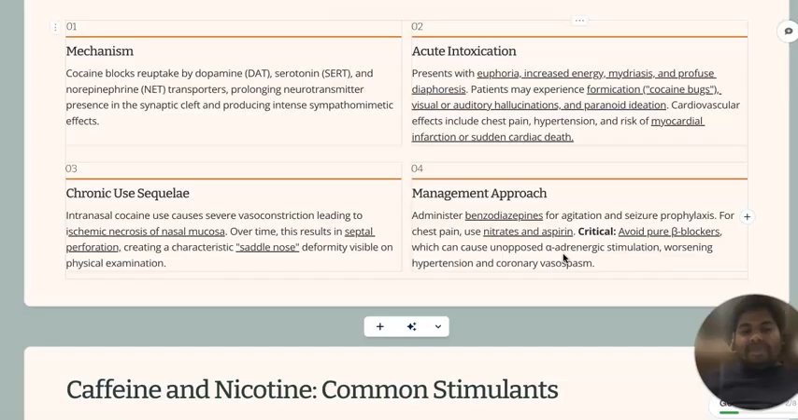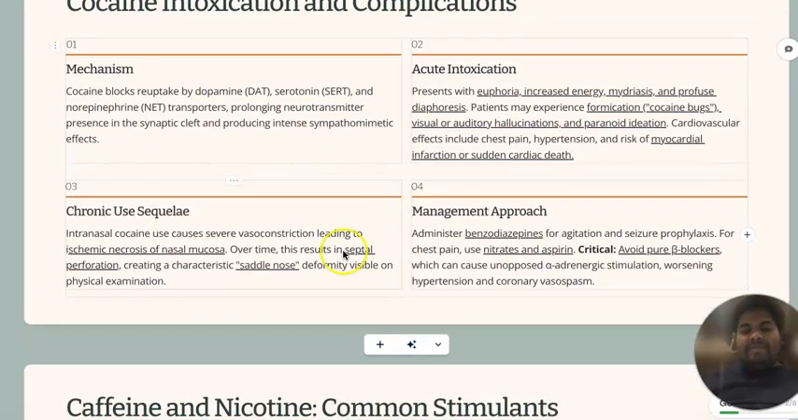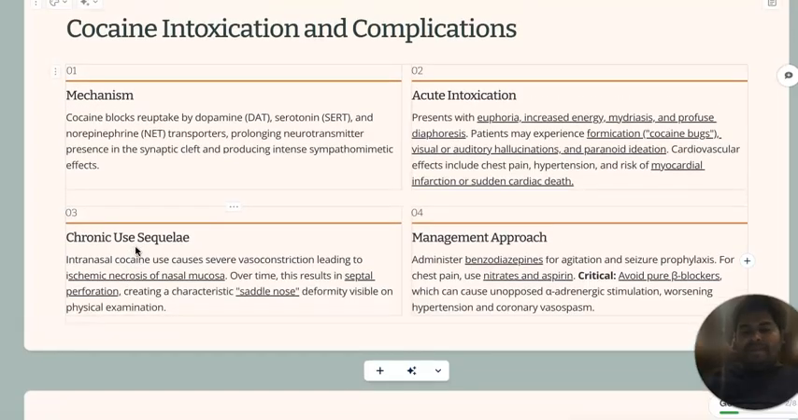Okay, chronic use may lead to, in case of cocaine intoxication, especially if the person is inhaling the cocaine, ischemic necrosis of the nasal mucosa, and sometimes that leads to septal perforation, and we also call it saddle nose deformity. Okay, so if in examinations the person is being demonstrated as having septal perforation, and most of the time it's because of cocaine, so you immediately think about cocaine.